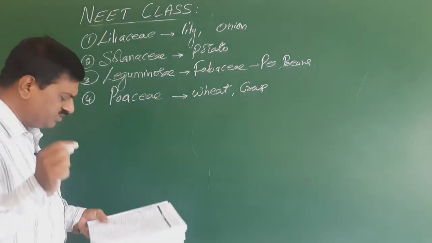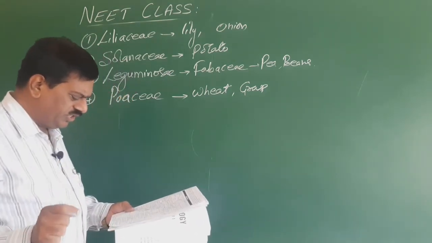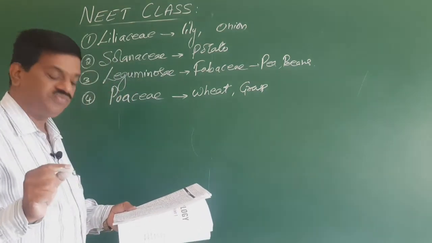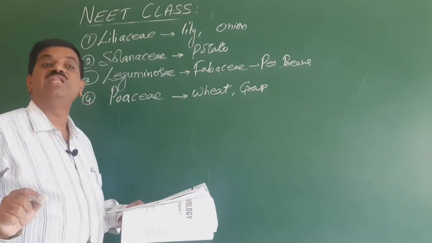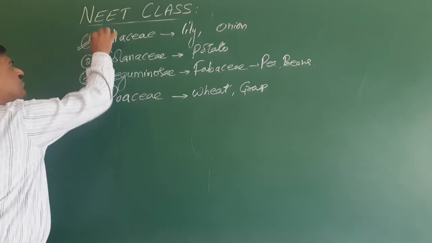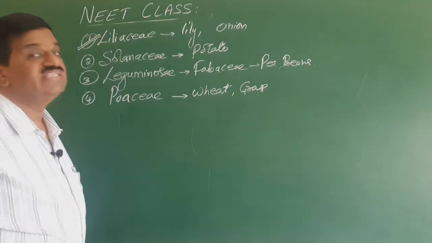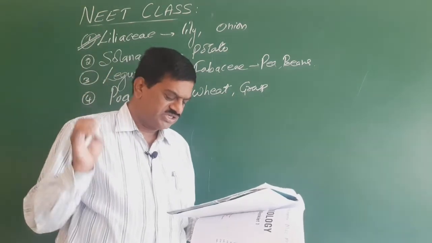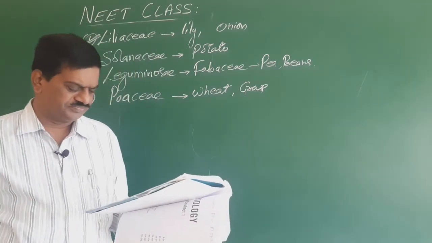But here the question is, Colocynth is obtained from Colchicum autumnale. So this is present in a family called Liliaceae. So the right option for this is Liliaceae. So we go for the next question.